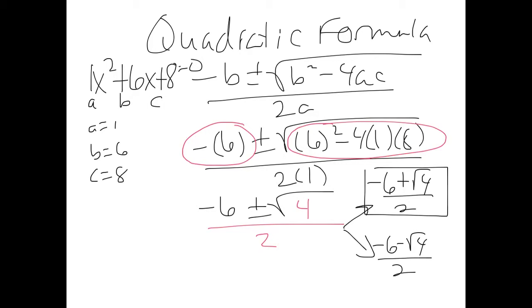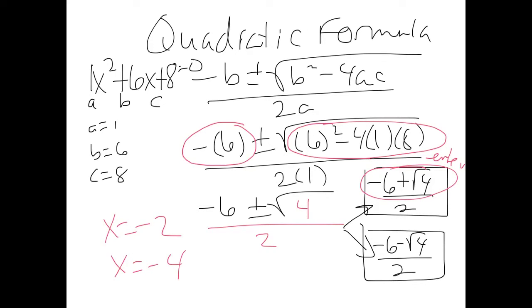Then we plug this into our calculator and this into our calculator, and we did it in 2 separate steps. We did the top part, enter, then divided by the bottom. So negative 6 plus the square root of 4, enter, divided by 2. So one of our answers is negative 2. Negative 6 minus the square root of 4, enter, divided by 2. And the other answer is x equals negative 4. Okay?